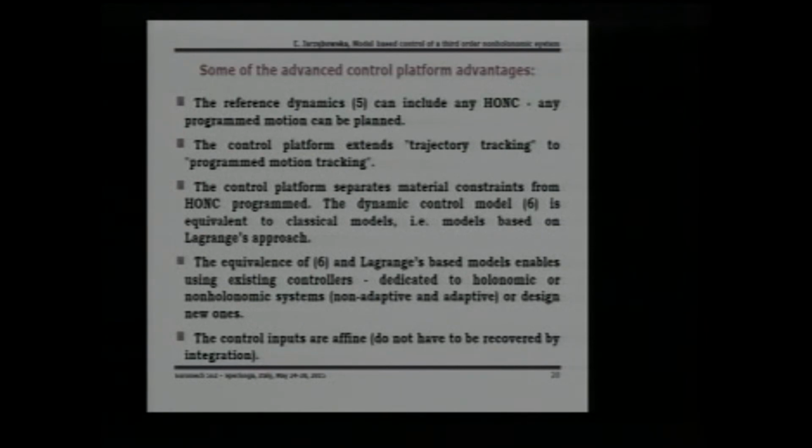Advantages: the control inputs are fine, they don't have to be recovered by integration. Then you can track any motion you want to design. The control dynamics is equivalent to Lagrange equations, the reference is not. And of course, you can develop your control in non-adaptive or adaptive versions.